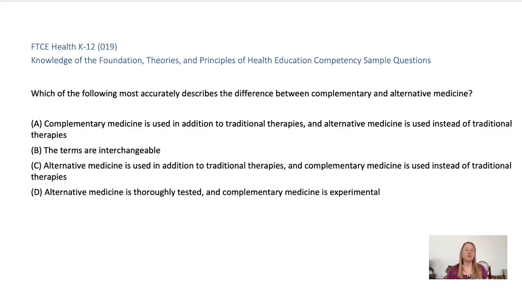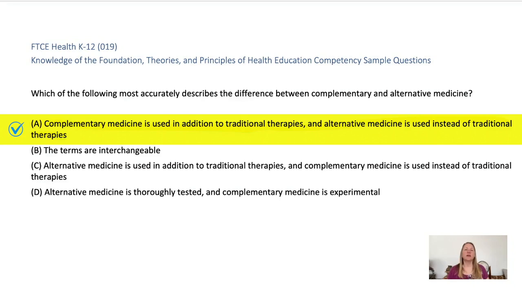B. The terms are interchangeable is incorrect. Although they are related, complementary and alternative medicine are not the same. C is incorrect. This is backward. It flips the correct definitions. D. Alternative medicine is thoroughly tested and complementary medicine is experimental is incorrect. It's not accurate. Neither is always thoroughly tested or always experimental. The difference lies in how they are used with traditional care, not how tested they are.